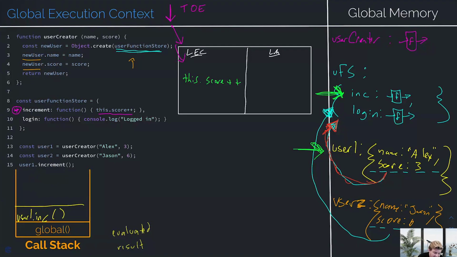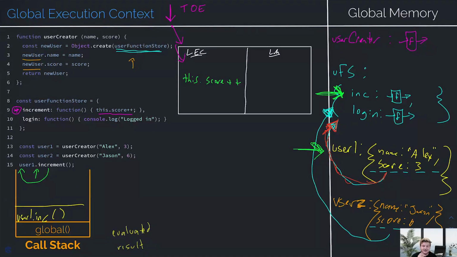The value of this is just whatever's to the left of this dot. So we're calling increment on the user1 object. So that's just a built-in rule for the this keyword. Whatever's to the left of that dot tells us the context that the method is being run in. So knowing all of that, Julie, in what context is increment being run in here? Increment is being run to look at the user1 score, which is located in global memory, and the score is listed as 3. So we're going to increment 3.